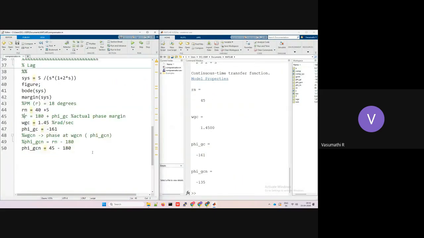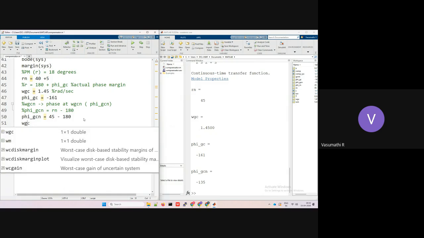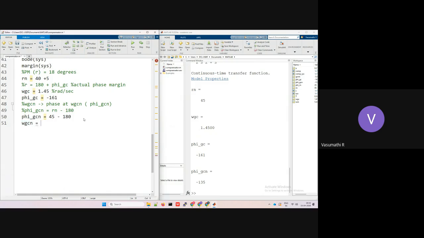So my new gain crossover frequency, omega GCN, is equal to where my compensated system's phase angle will come. I'm pre-calculating those things. With this, we are going to shift the phase angle from the uncompensated to the compensated system. Now we found the new gain crossover frequency. Now we are going to find this A. We are doing all these things to find this AGCN, to find the beta back.